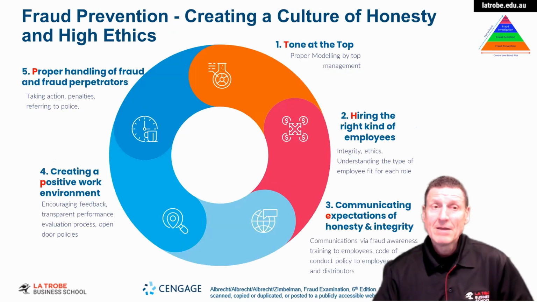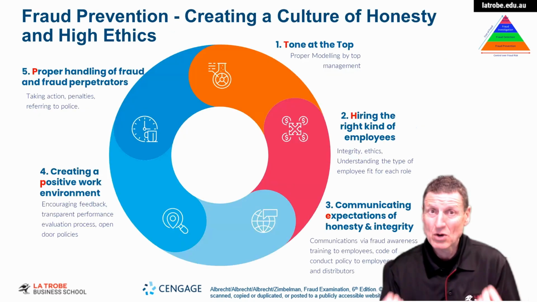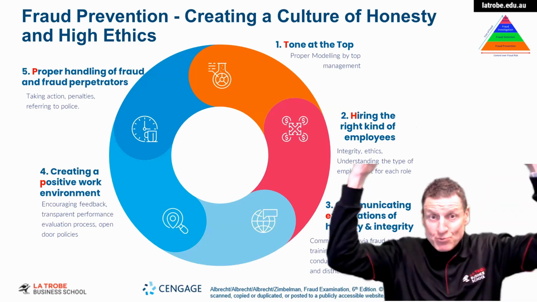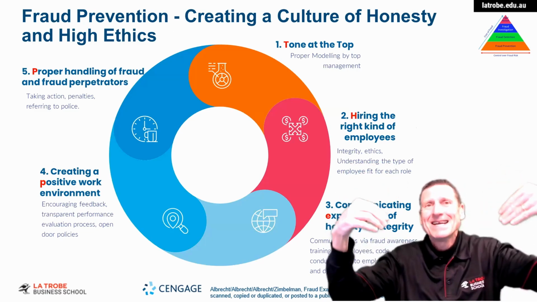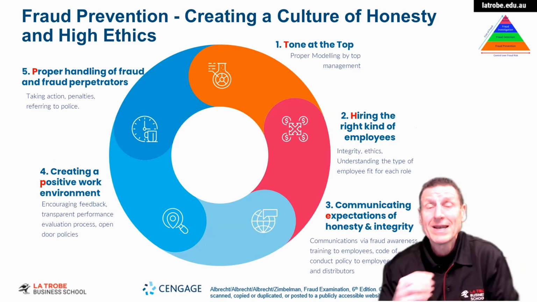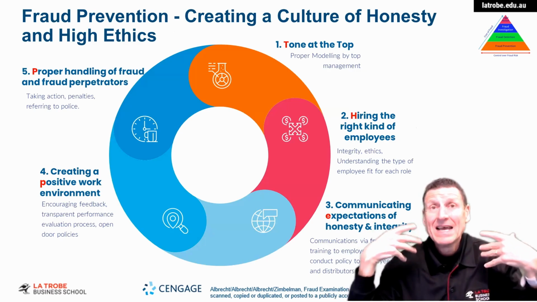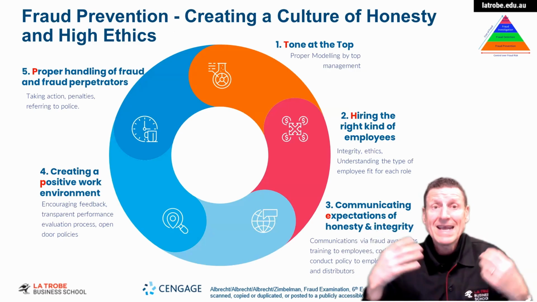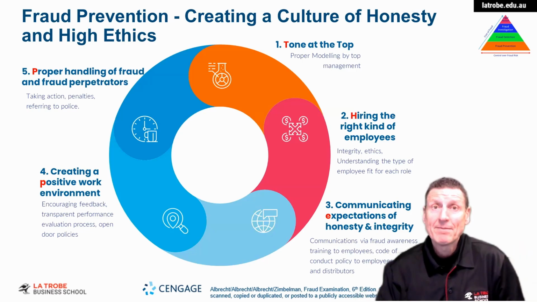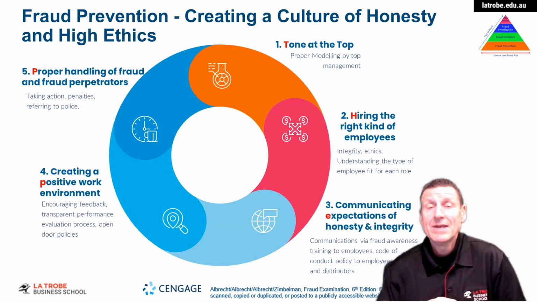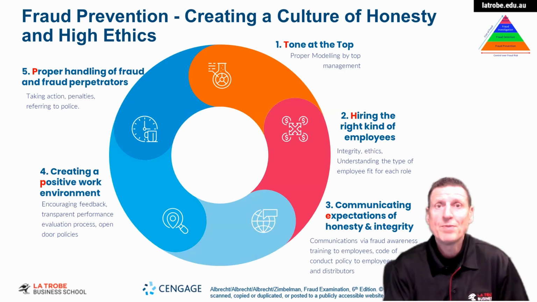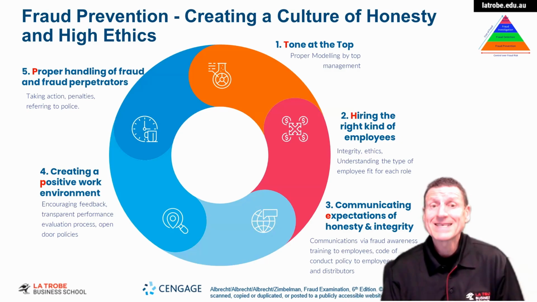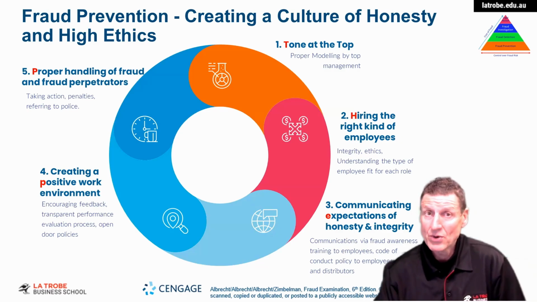All right. So the first part of fraud prevention is creating a culture of honesty and high ethics. And that starts with tone at the top, senior management setting the right tone through role modeling, through their right leadership and communications to the employees. Next, hiring the right kind of employees, making sure of integrity and ethics, getting proper references, making sure there's no criminal record of the employees that is associated negatively with the type of work that they will be doing. Next, communicating expectations of honesty and integrity throughout the organization.